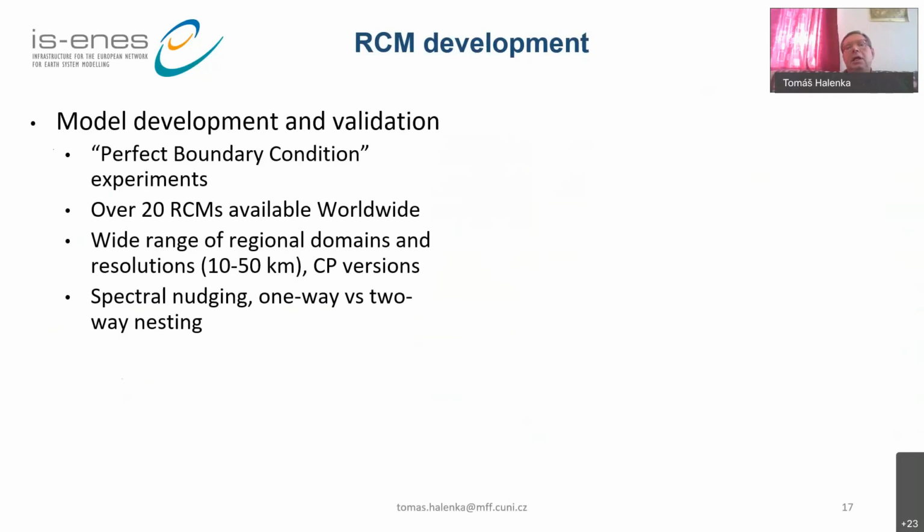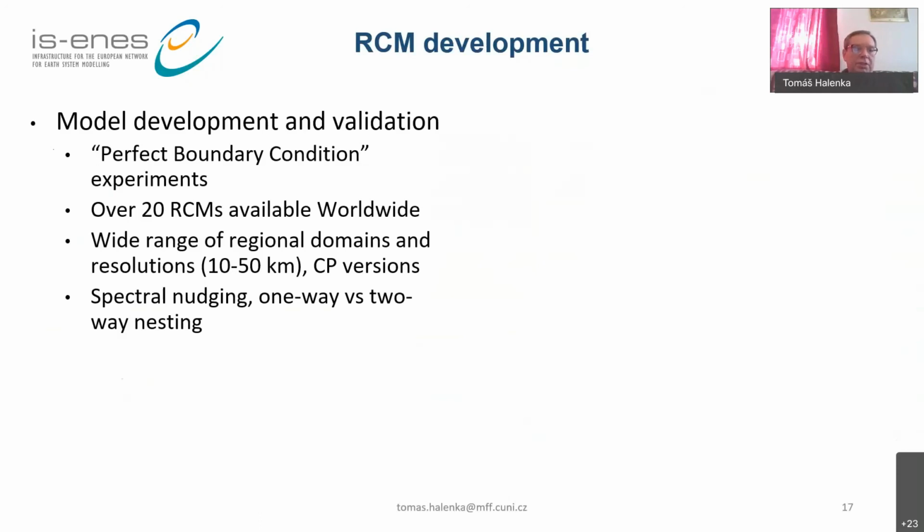Today, there are more than 20 regional climate models available worldwide. As I said, they started at, say, about 100 or 50 kilometer resolution. It was in times when the resolution of GCMs was about hundreds of kilometers, so there was still quite a benefit from regional simulations. Nowadays, 10 kilometers is standard, and as I said, there are many attempts nowadays to go to convection permitting versions.